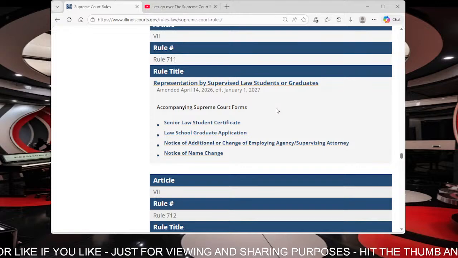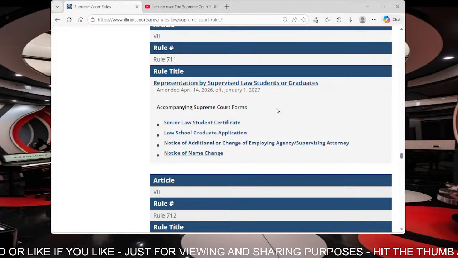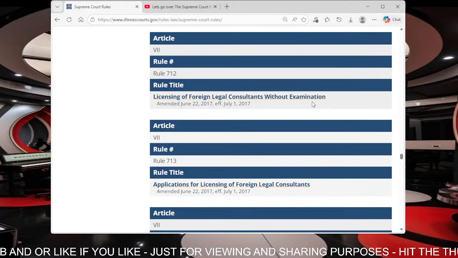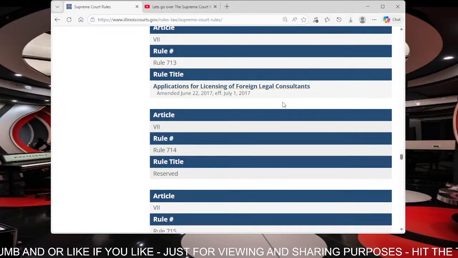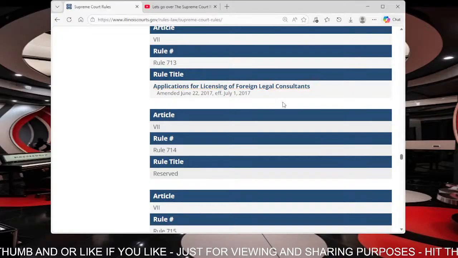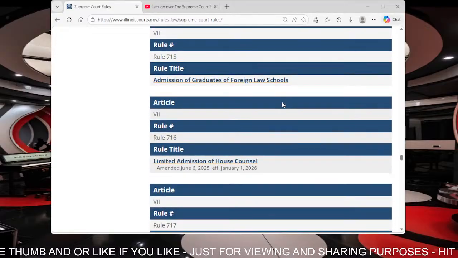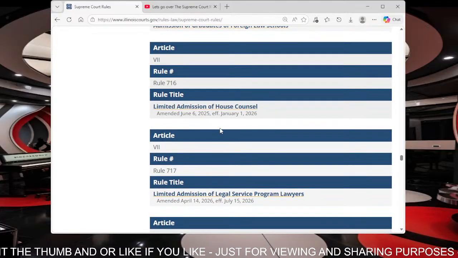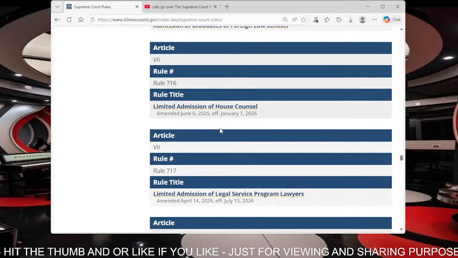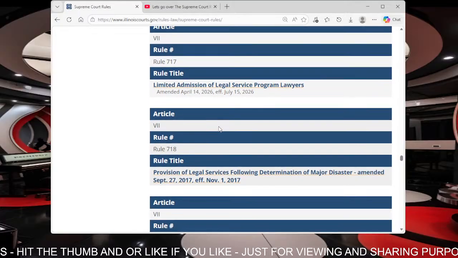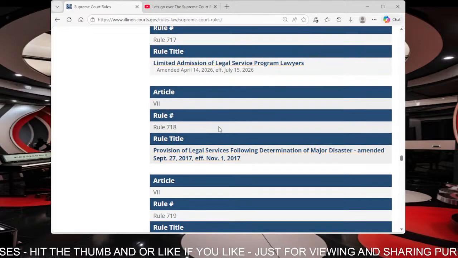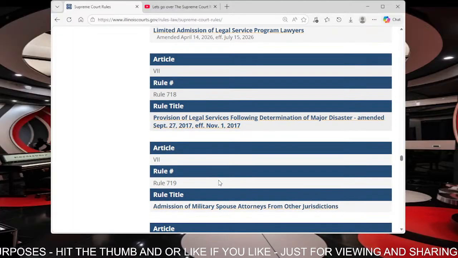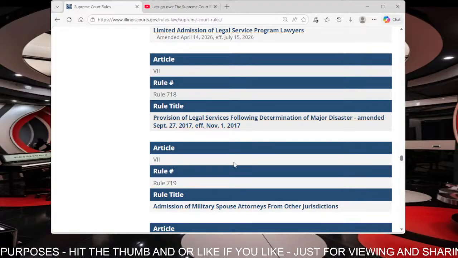711, representation by supervised law students or graduates. 712, licensing of foreign legal consultants without examination. 713, applications for licensing of foreign legal consultants. 715, admission of graduates of foreign law schools. 716, limited admission of house counsel. 717, limited admission of legal services program lawyers. 718, provisions of legal services following determination of major disaster amended.